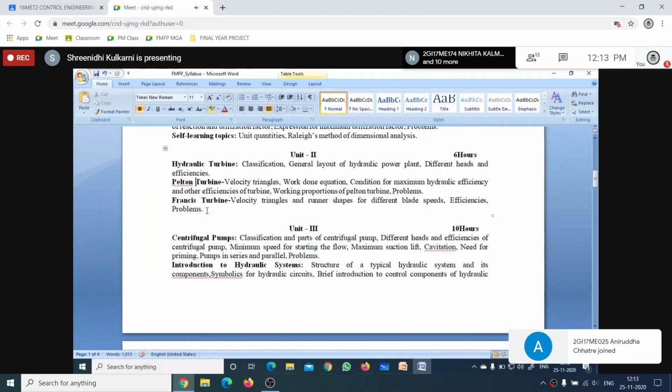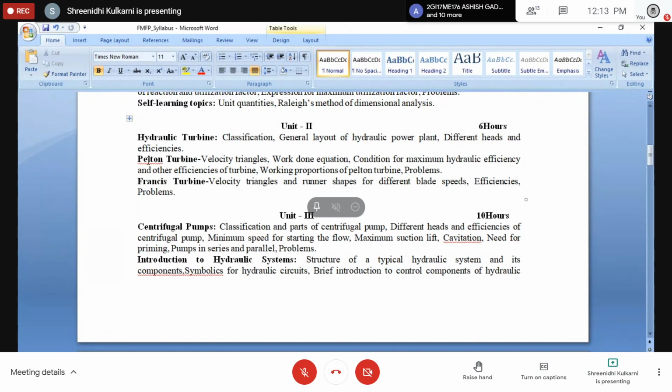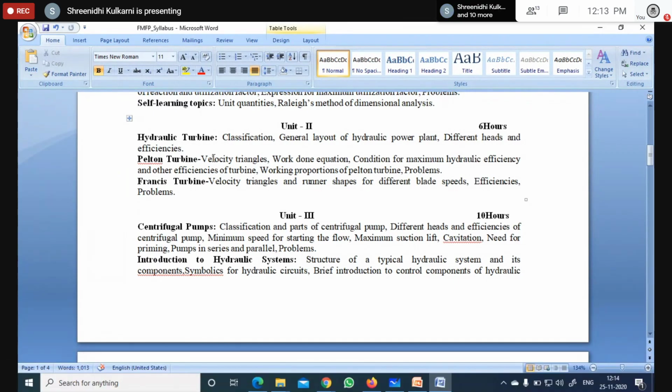Process is classified, so that we're going to see in detail. In the Pelton wheel or Pelton turbine, you'll get one derivation, which is the condition for maximum hydraulic efficiency. They have only one derivation in unit 2.